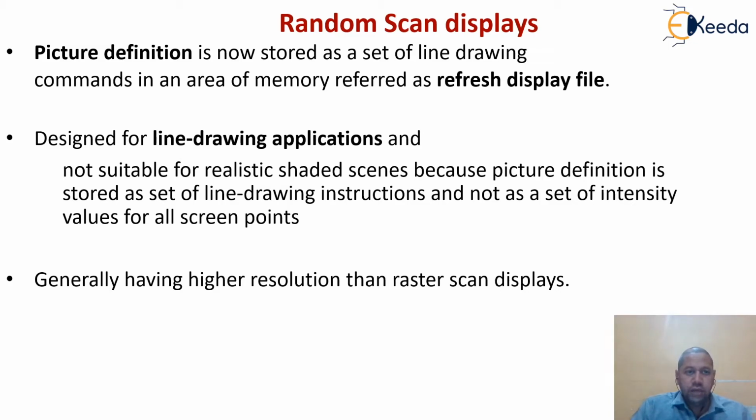Now if I consider the picture definition for the random scan, the picture definition is stored as a set of line drawing commands in an area of the memory referred to as the refresh display file. In raster scan display we call it a frame buffer, but here it is not called a frame buffer. Here it is called the display file. It consists of a set of line drawing commands.